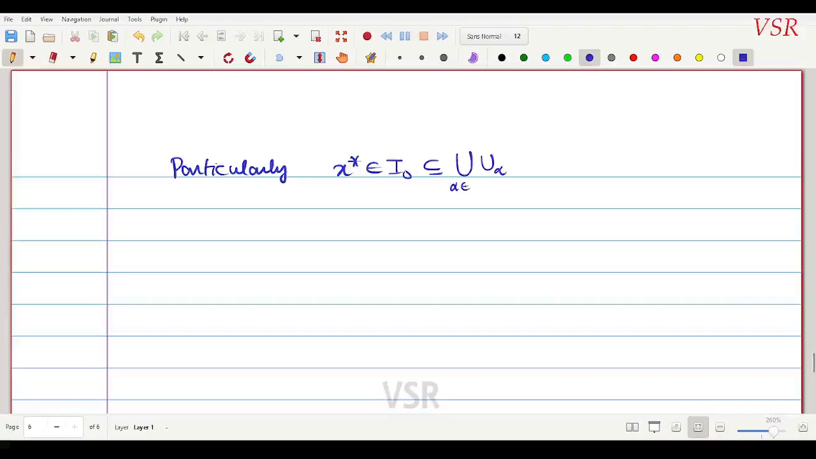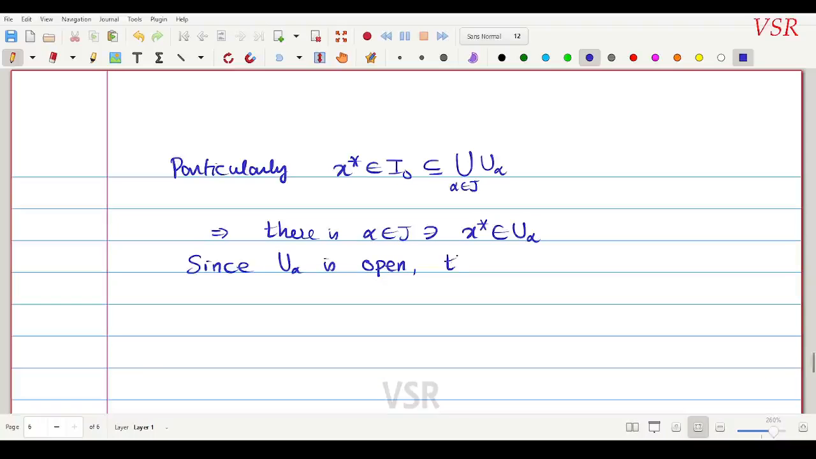alpha belongs to J, an index set. This implies that there is alpha belonging to J such that x star belongs to U alpha, because if it is in the union, it must be in at least one member, and I take that member as U alpha. Now since U alpha is open, there is r positive such that the ball with center x star and radius r is contained in U alpha.